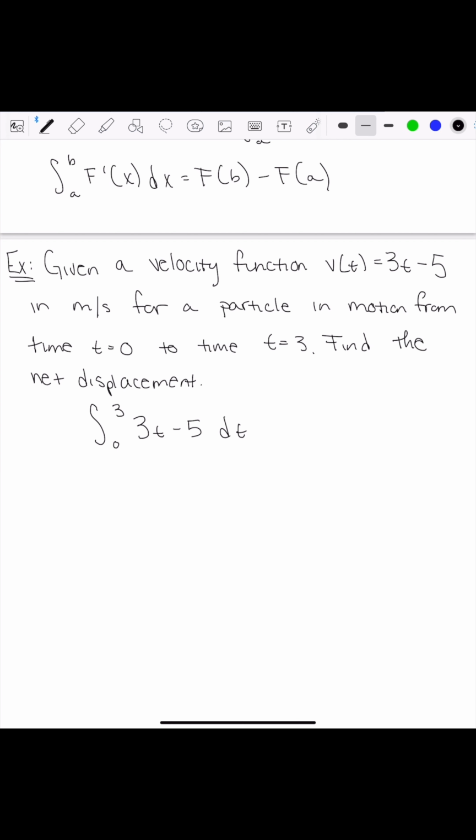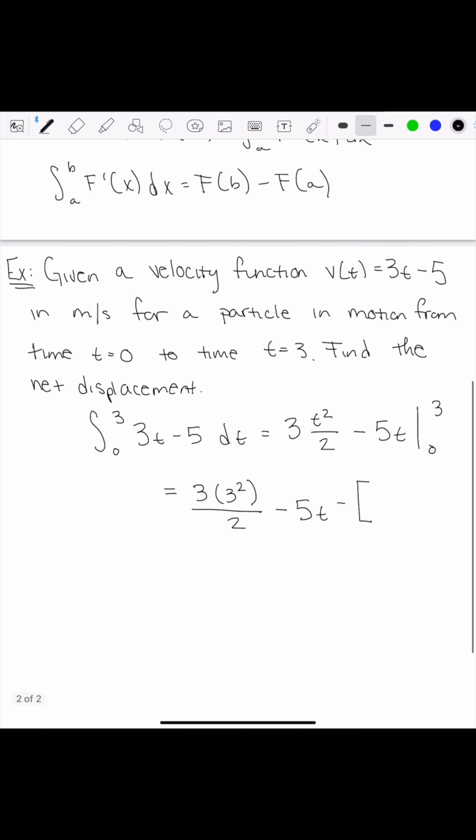Right, so we just do the antiderivative, which, remember, we can just leave this 3 here, constant multiples, and that becomes 3t squared over 2 minus 5t, and then we have to plug in the bounds. So we end up with 3 times 3 squared all over 2 minus 5 times 3, minus 3 times 0 squared over 2 minus 5 times 0, which are both going to become 0. Right, anything multiplied by 0 is 0. So 9 times 3, that's 27 over 2. And whoops, I forgot to plug in my 3 here.